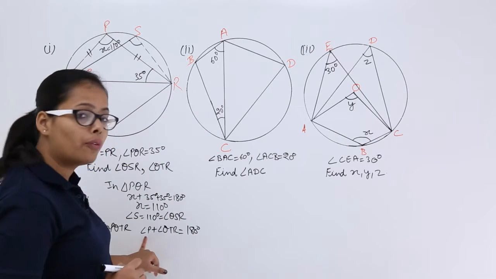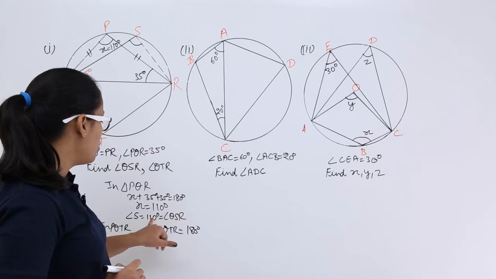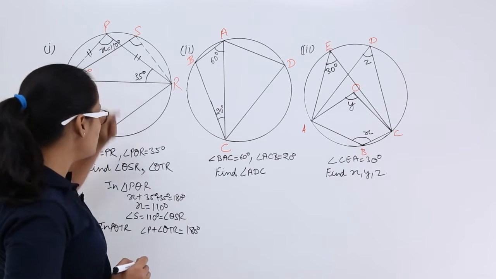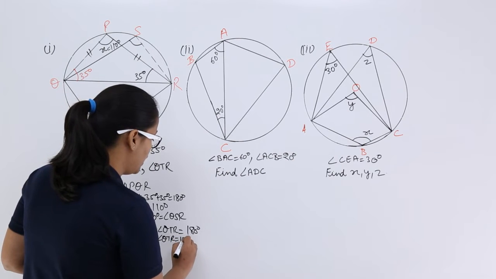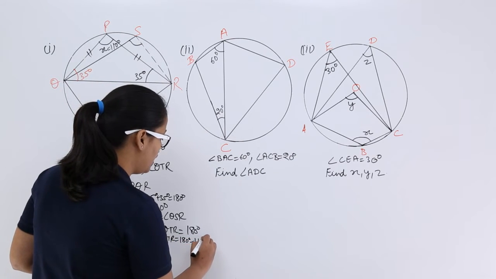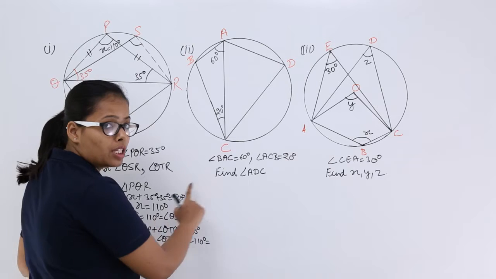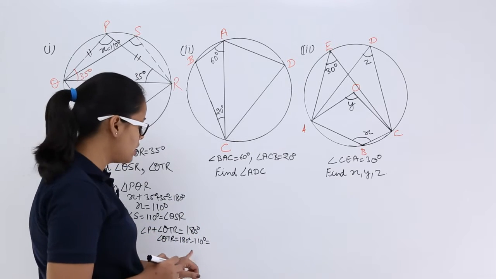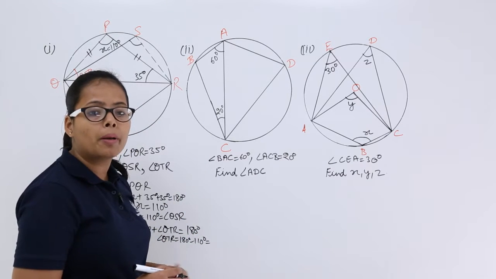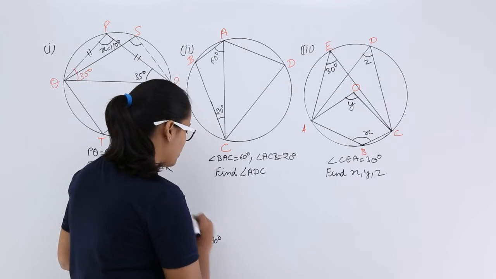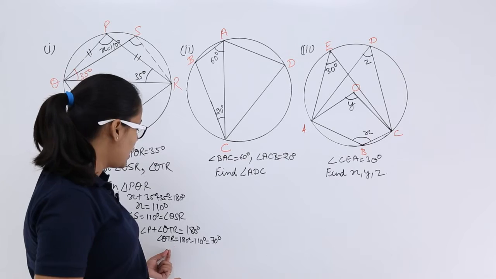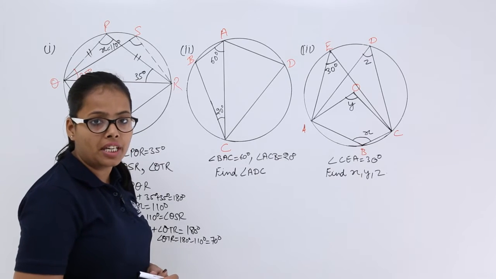You have the value of angle P, which is coming out to be 110. So angle QTR will be 180 degrees minus 110 degrees, because when the value of P goes to the right-hand side, the sign changes and it becomes minus. On subtraction you will get 70 degrees. So this angle QTR is 70 degrees.